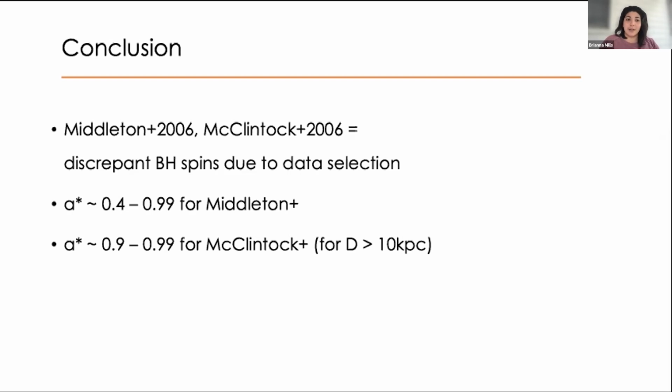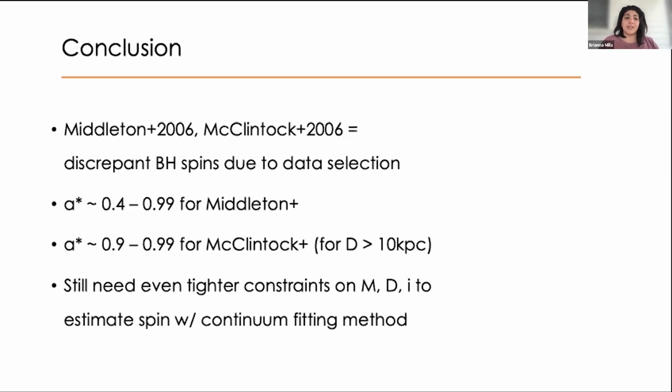And for the McClintock et al. data set, we find that if the distance to GRS is greater than 10 kiloparsecs, then we get a range of acceptable spins from 0.9 to 0.99. So this suggests that we still need even tighter constraints on the mass, distance, and inclination if we want to narrow down the spin of GRS 1915.